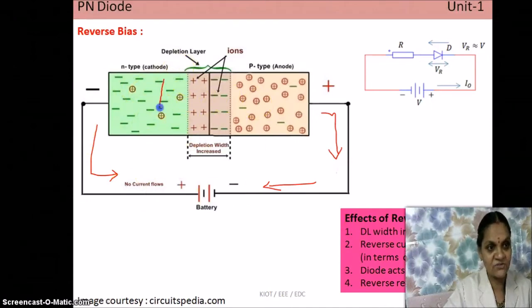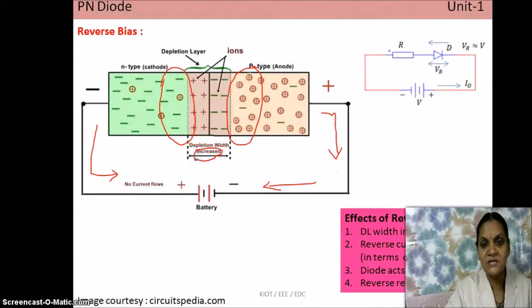Again, some region will be completely occupied by immobile charge carriers. Similarly, some region will be occupied by the immobile charge carriers, because all mobile charge carriers are moving towards the opposite terminal of the battery. So as a result, the depletion layer width increases.